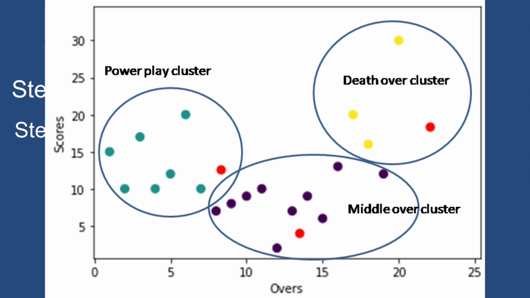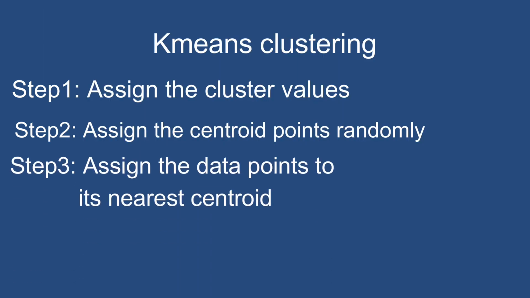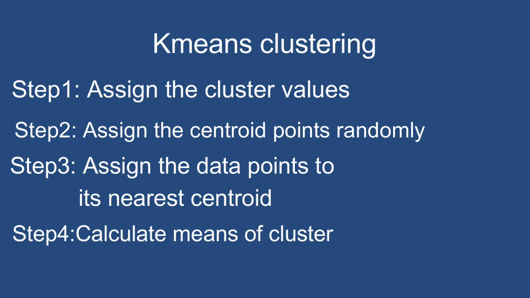And step 3 is assign the data points to the nearest centroid point. And finally, step 4. In step 4, we have to calculate the mean value of each cluster. And you need to follow these 2 steps until the centroid doesn't change. Once it is not changed, then we can decide all the data points are arranged in a cluster.